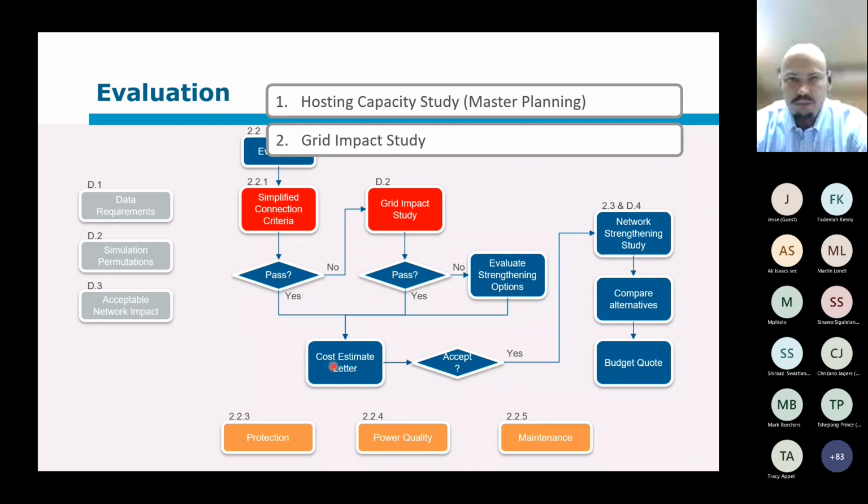That's easy now. You probably have to change some of the protection. You have to install a new meter. So that's a simple requirement.